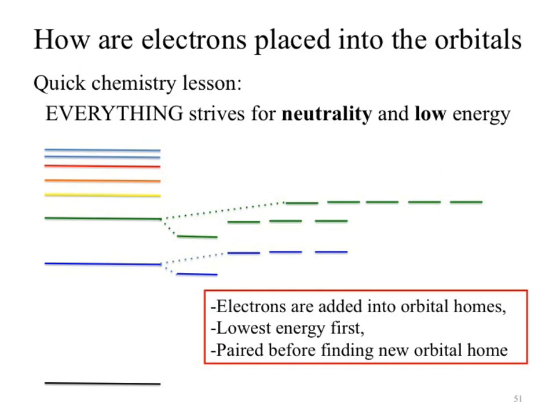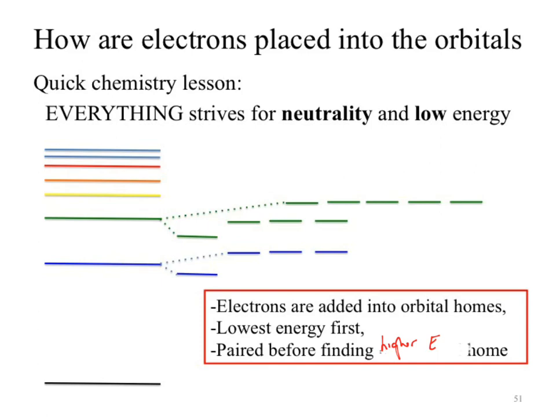Electrons are added into our orbital homes, lowest energy first, and then we are paired before finding a higher energy home, not just a new orbital. So higher energy.